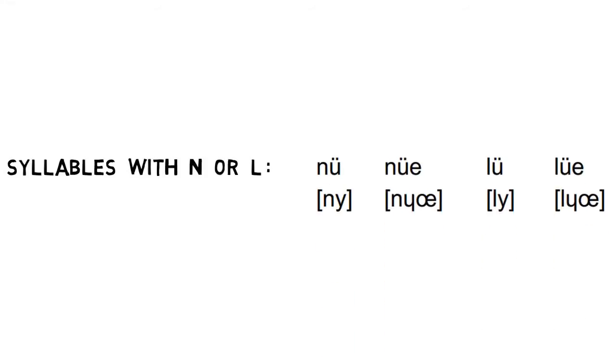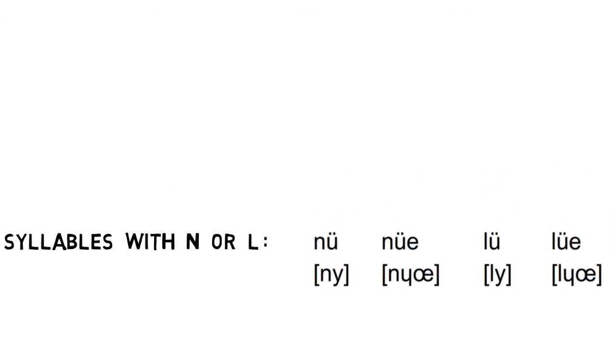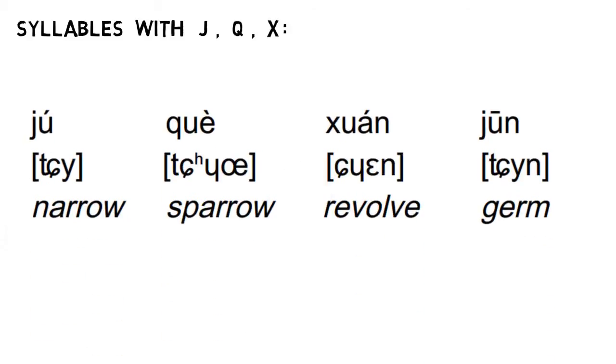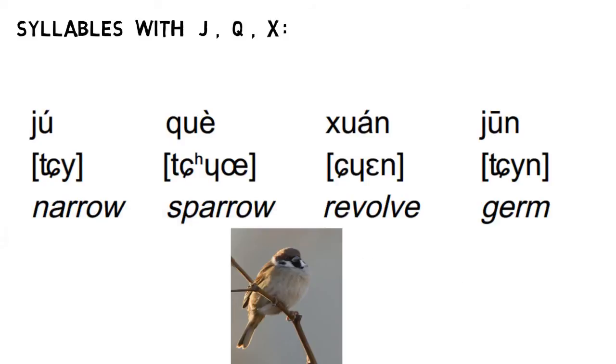With N and L, they act the way all the other finals act. You take your initial, you add on a final, and you get your syllable. Nü, nüe, lü, lüe. But with the other 3 consonants, J, Q, and X, you'll spell that final a little differently. You don't write the 2 dots over that U. That gives you syllables like ju, xue, xuan, jun.